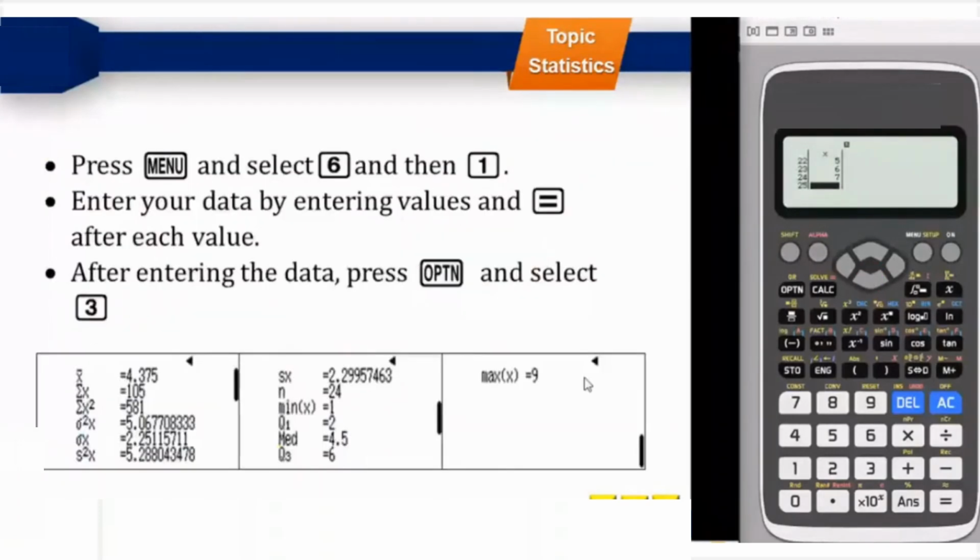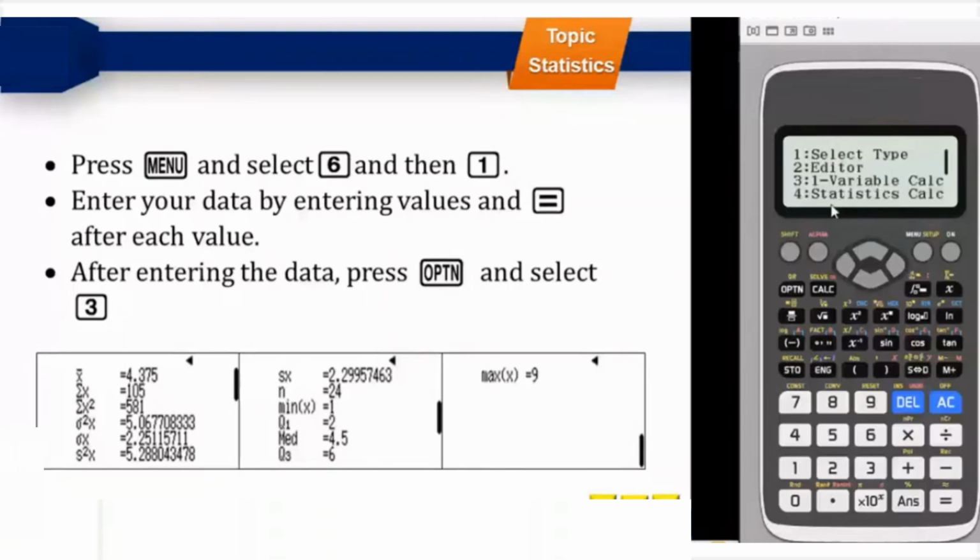Once you have entered all the values, you have to press the OPTN or option button. When you press the option button, it's asking select type, editor. You don't need to edit any value. Editor would have been used if you needed to edit any value. You need one variable calculation, so you will press 3 for one variable calculation. And now you need not do anything at all. All these values are given as the answer.